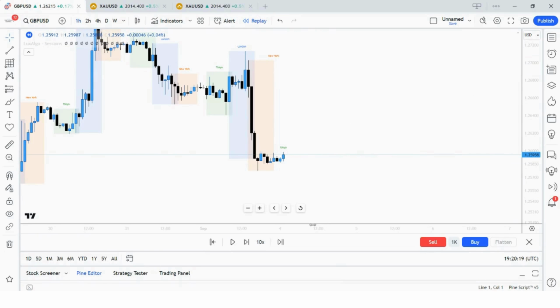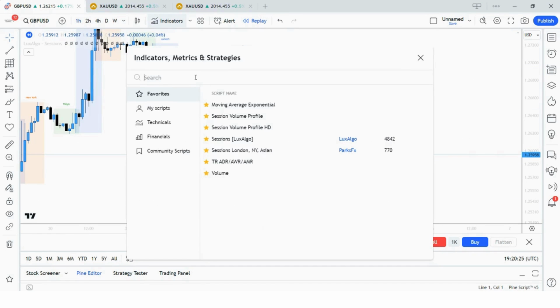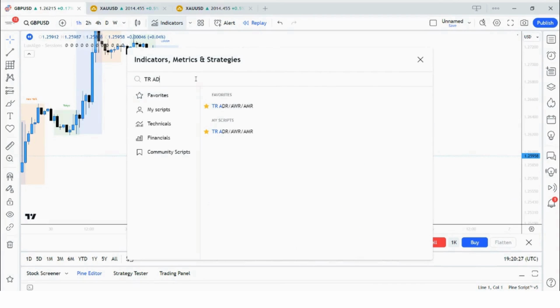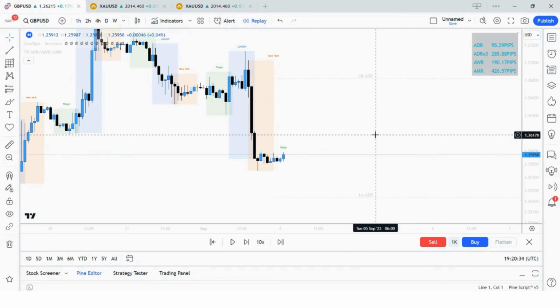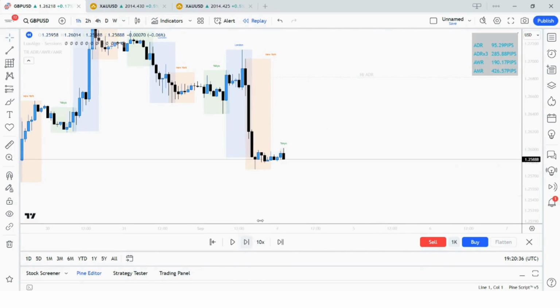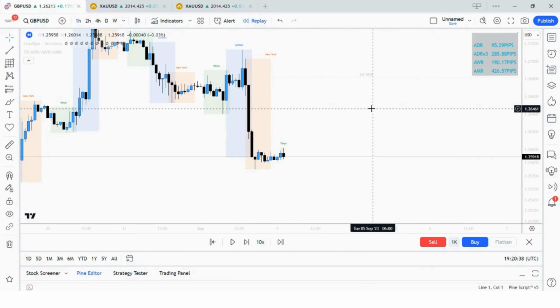Right, guys, let's have a look at the ADR indicator. So I'm on GU, and the first thing you want to do is go on indicators and search TR, ADR, AWR, right? And this is the indicator we're interested in. It's made by Smart Money Concepts, right? So basically, this indicator displays the ADR, which we discussed is our average daily range. This is the range that we expect price to move today.